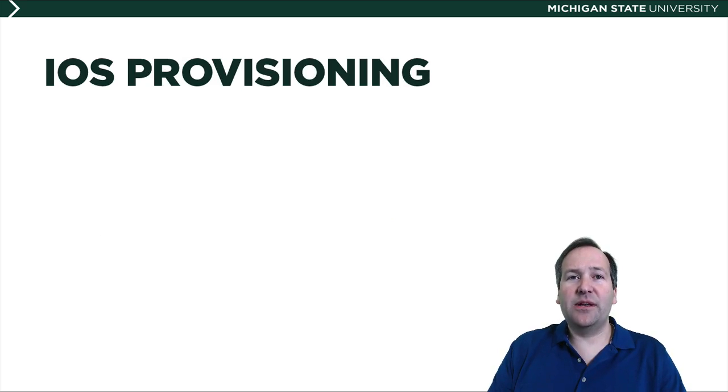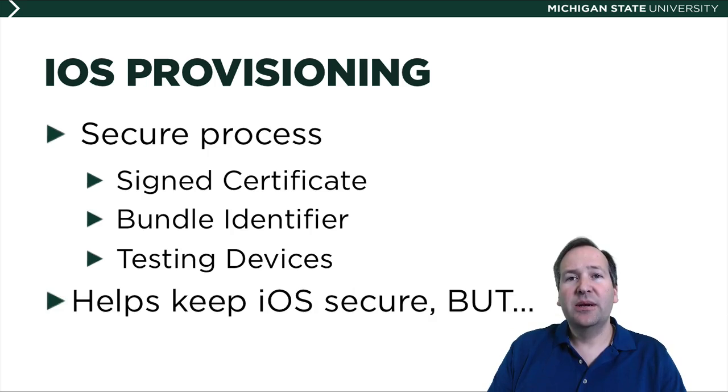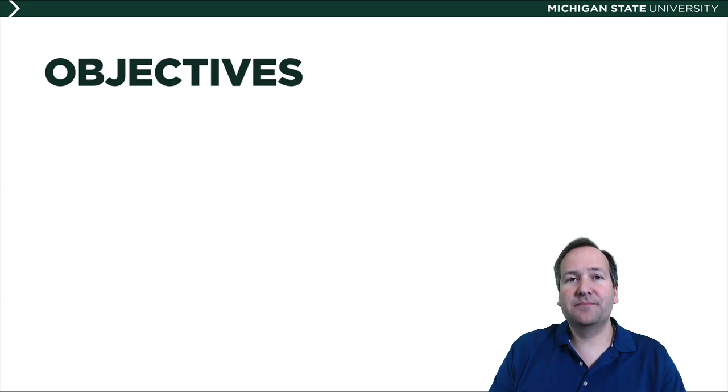To build your app for iOS, you need to provision it. Provisioning is a secure process that allows your app to be deployed for testing and/or distribution. To provision your app, you need to create a signed certificate, a bundle identifier, and define the devices your app can run on for testing. The goal of provisioning is to keep iOS secure, but it is one of the biggest complications when you first start developing for iOS. Fortunately, Xcode makes the process a little easier, and Apple provides fairly decent documentation on how to do this. For more details, check out the upcoming reading.